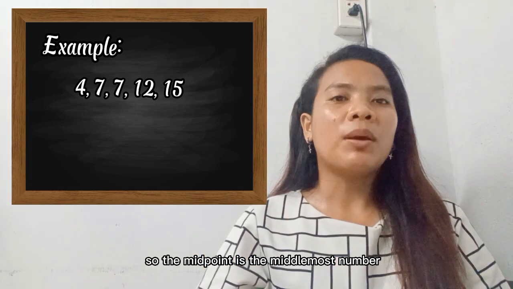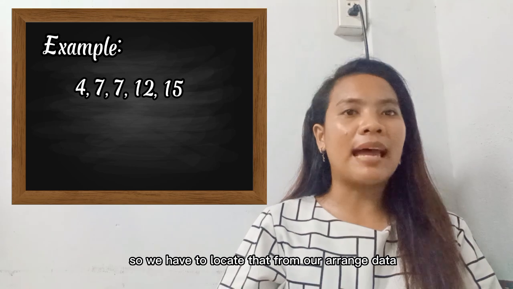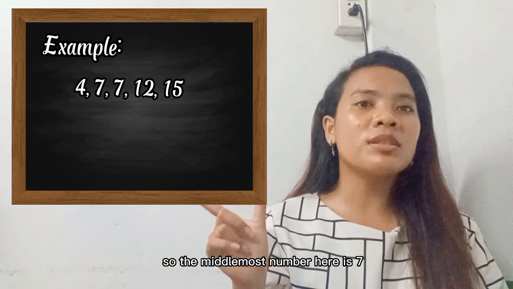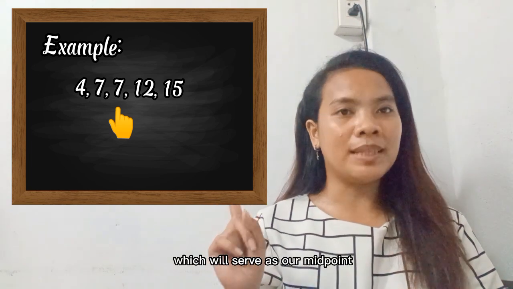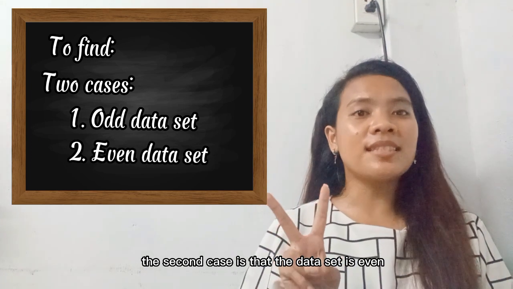So the midpoint is the middlemost number. So we have to locate that from our arranged data. The middlemost number here is 7, which will serve as our midpoint. The second case is that the data set is even.